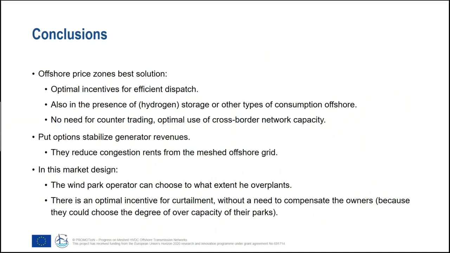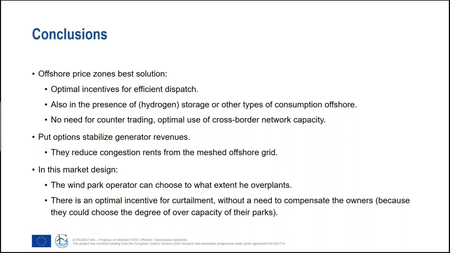So to conclude, offshore price zones are the best solution in the sense that they provide optimal incentives for dispatch, no need for counter trading, etc. Incentives are also optimal in the presence of storage or hydrogen production offshore. The only disadvantage is that because of the offshore price in the case of offshore price zones and overplanting, the revenues may be quite low, at least during certain hours. Put options stabilize these generator revenues.